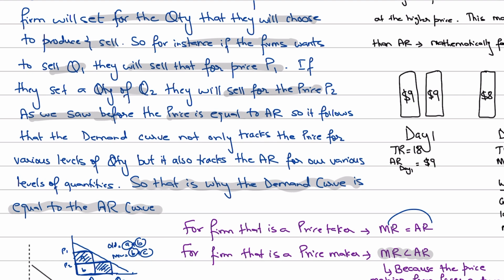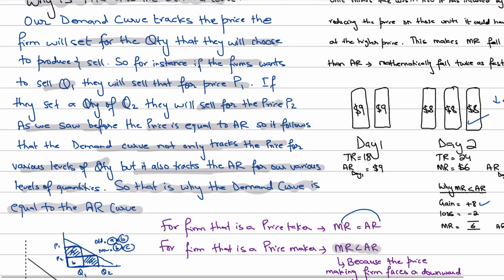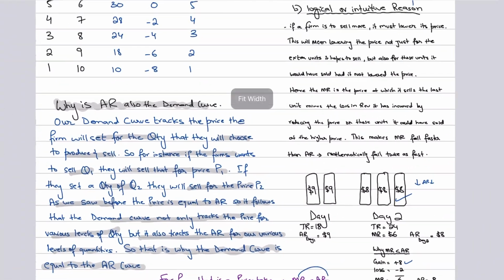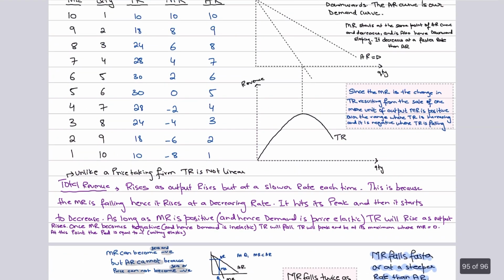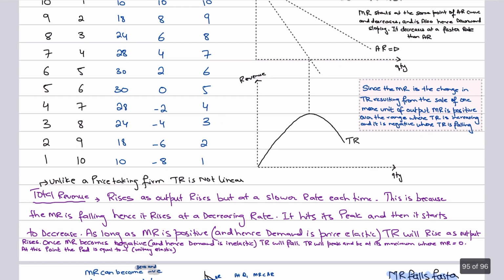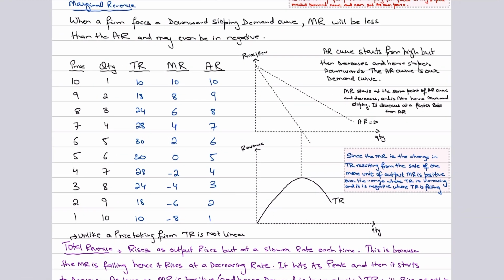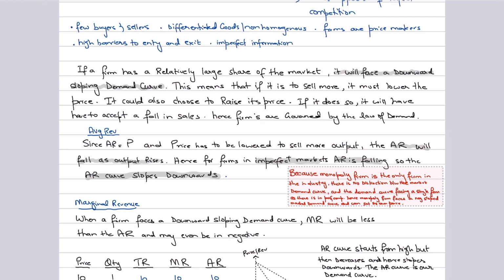So if the demand curve tracks the quantity to price, and we know that average revenue is price, it follows that the demand curve not only tracks the price to various levels of quantity, but it also tracks the average revenues for various levels of quantity. So that is why the demand curve is equal to the average revenue curve. It's quite simple, nothing complicated. So we've covered the logical explanations, we've covered the diagrams. I have explained why TR is going up and then going down, and MR being less than AR, and the slopes as well. So I think I've pretty much covered everything in this video.